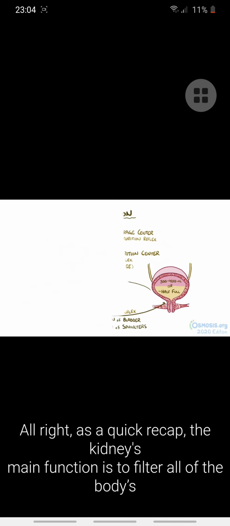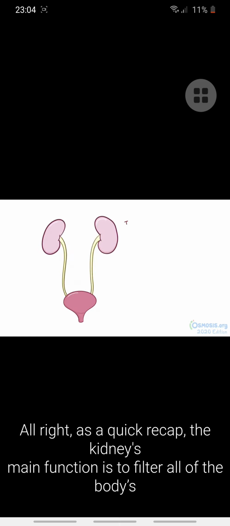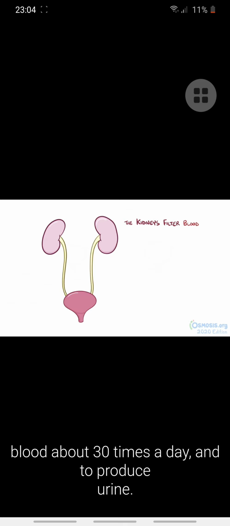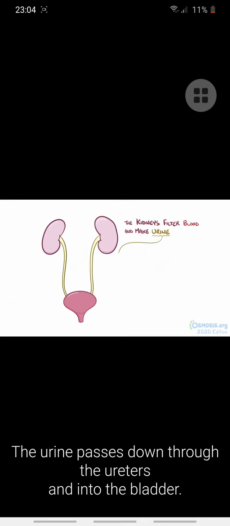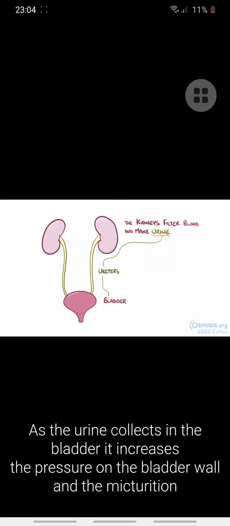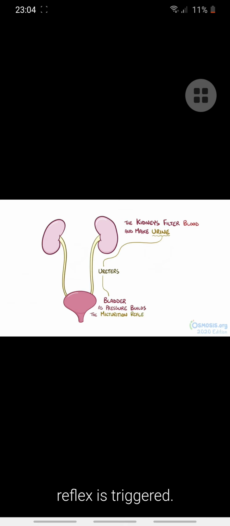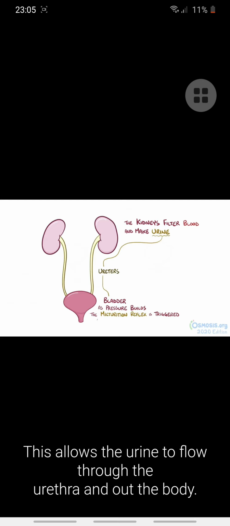Alright, as a quick recap, the kidney's main function is to filter all of the body's blood about 30 times a day and to produce urine. The urine passes down through the ureters and into the bladder. As the urine collects in the bladder, it increases the pressure on the bladder wall and triggers the reflex. This allows the urine to flow through the urethra and out of the body.